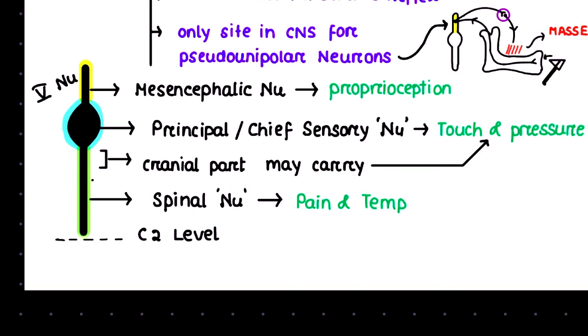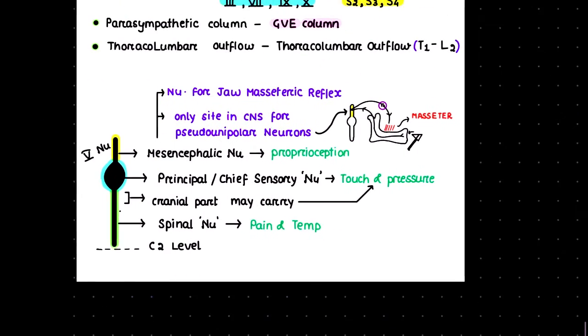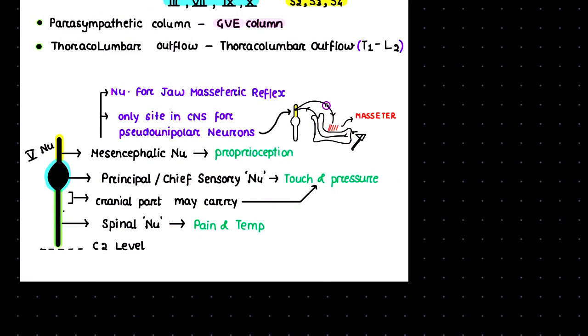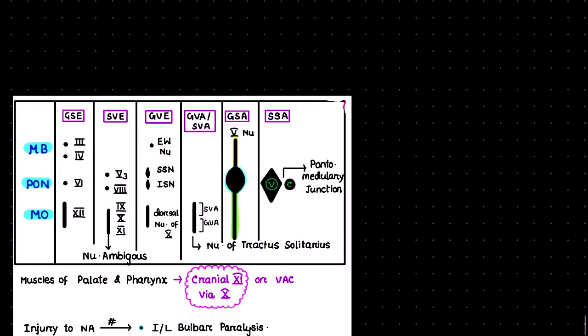But in head and neck, this trigeminal nucleus is responsible for carrying everything: the sensation of pain, touch, pressure and everything. So it is important to know that the trigeminal nucleus performs the function of all the tracts in our body. So this was about the general somatic efferent column. Now talking about special somatic efferent.